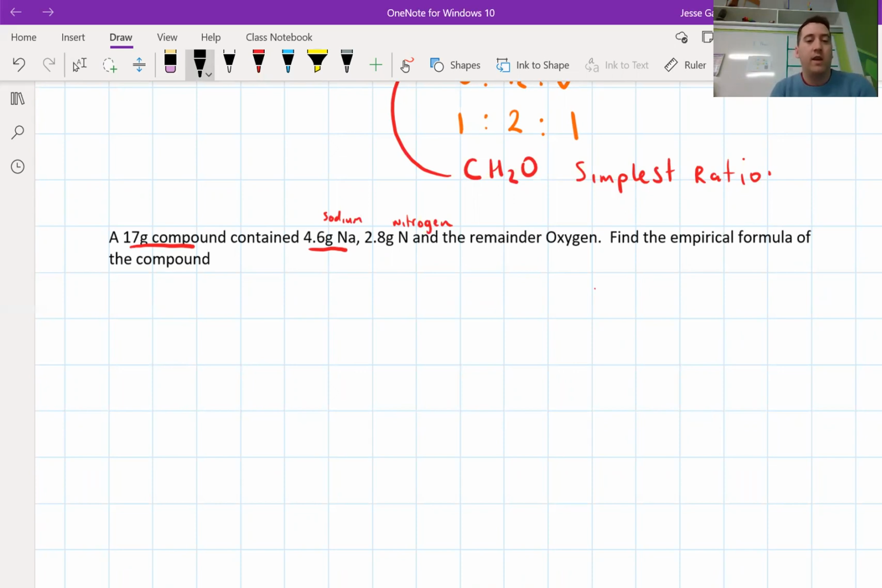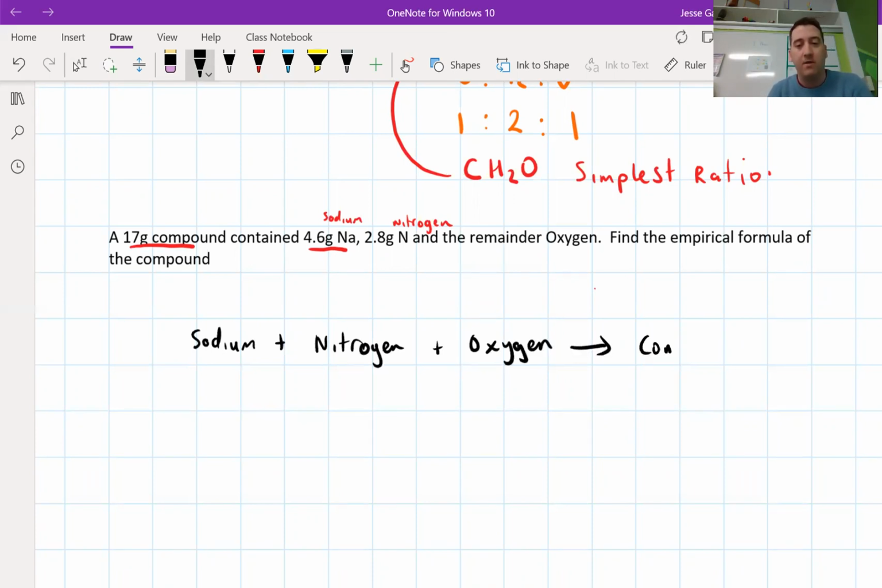Okay, so what you should have done is started by writing down what's being added together. We're adding Na, N, and O. Now I would always begin by writing those element names. So Na is sodium plus nitrogen plus oxygen react to give this compound.